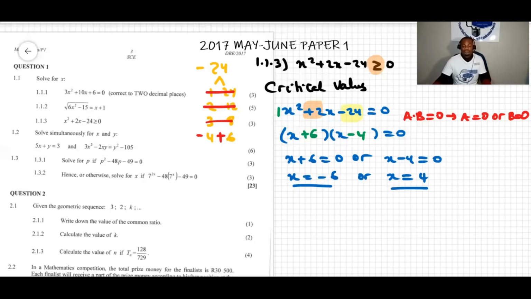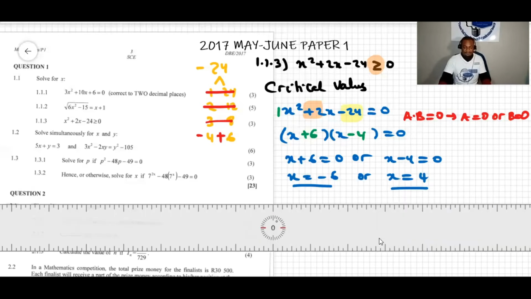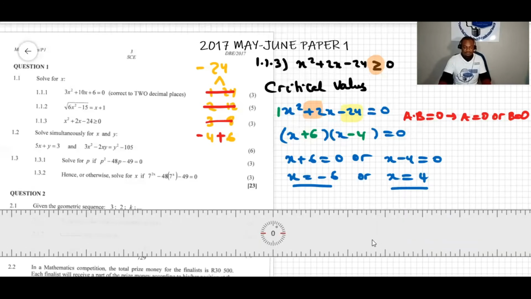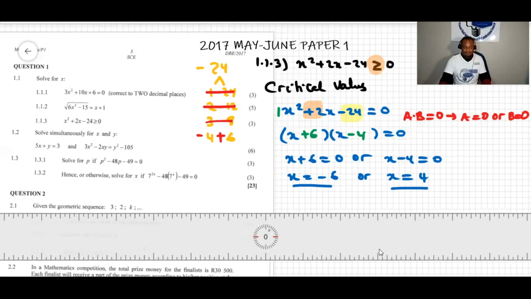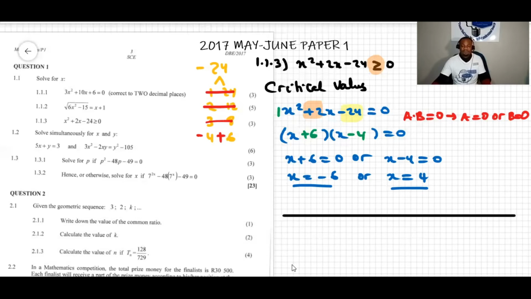Now we're going to draw the number line. Okay, I want to draw the number line somewhere here. Then on the number line, I will place the critical values, the boundaries of the interval, and because it's a number line, I must plot the numbers in ascending order.